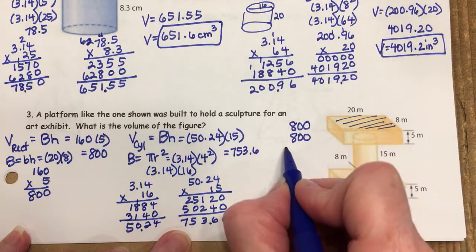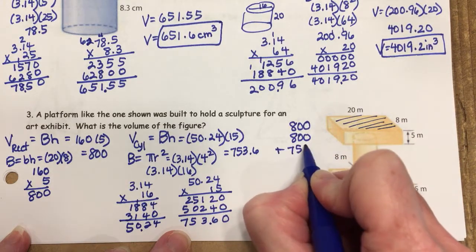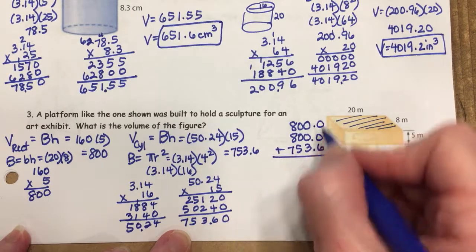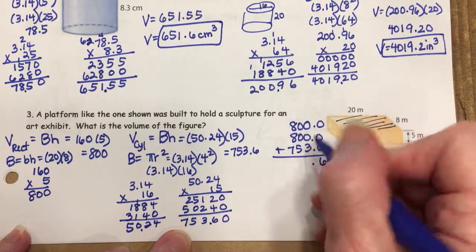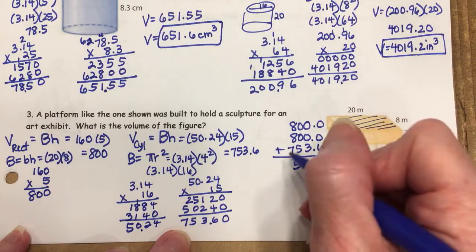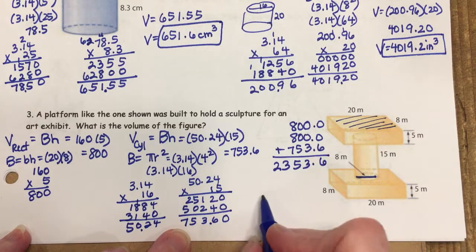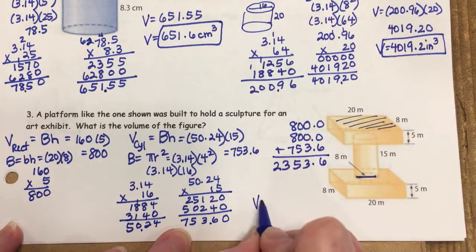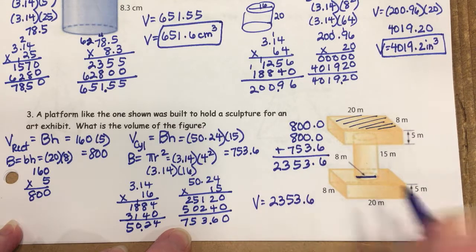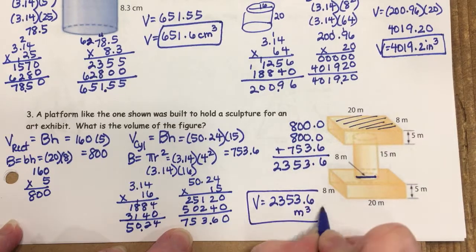And then I want to add that to my other rectangular bases. So I'm going to add the 753.6. I'm going to make these 0.0 so everything lines up. And that's going to give me 6, and 3, 5, 8 plus 8 is 16, plus 7 is 23. So that gives me a total volume of the whole thing, which is equal to 2,353.6, and this is being measured in meters, so this will be in cubic meters.